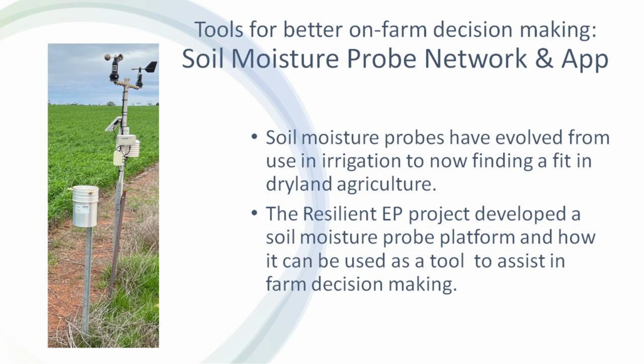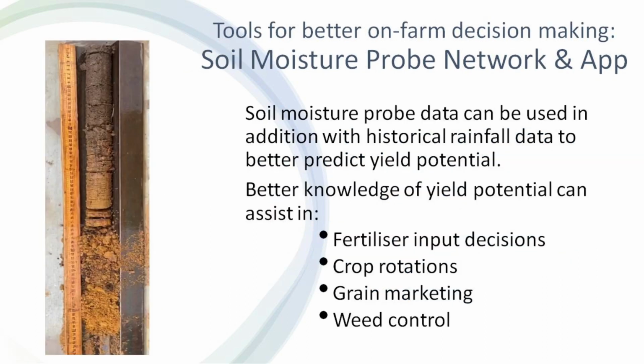Soil moisture probes were first developed for use in irrigation, but they've since found their fit in dryland farming. The Resilient EP project developed a soil moisture probe platform which can be used to assist in making decisions on farm. Soil moisture probe data can be used in addition with historical rainfall data to better predict yield potential. Better knowledge of yield potential can assist in fertiliser input decisions, crop rotations, grain marketing, and weed control.